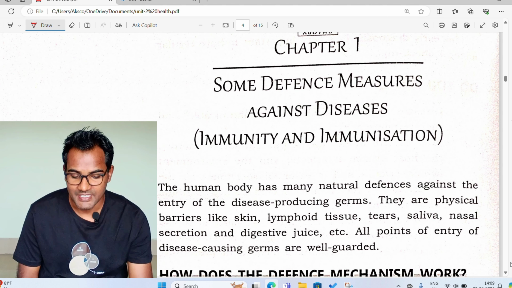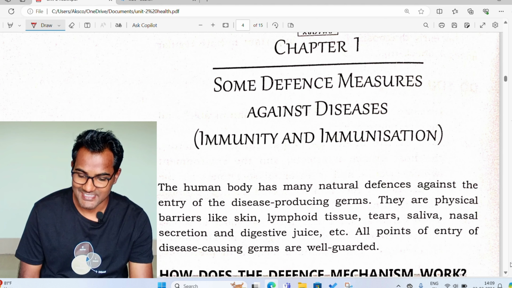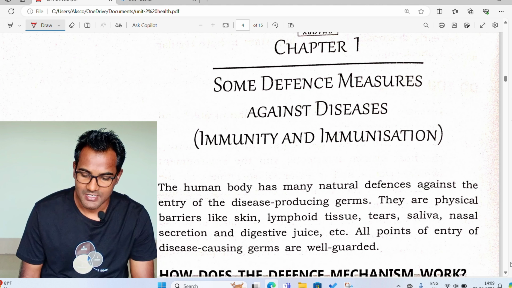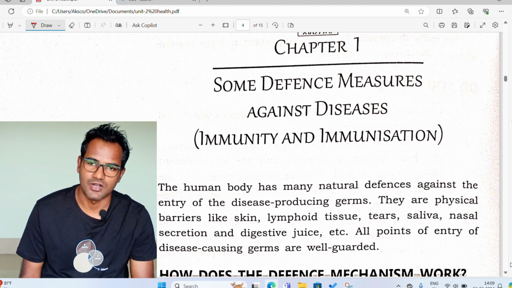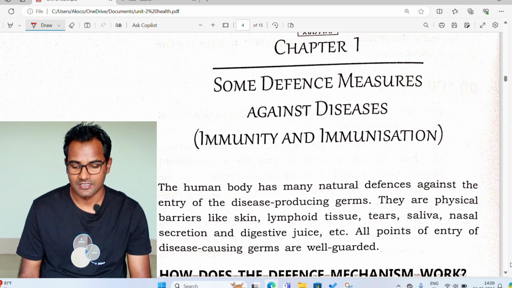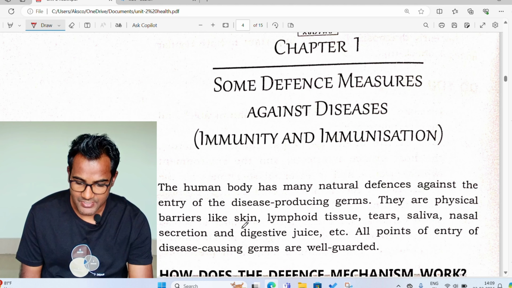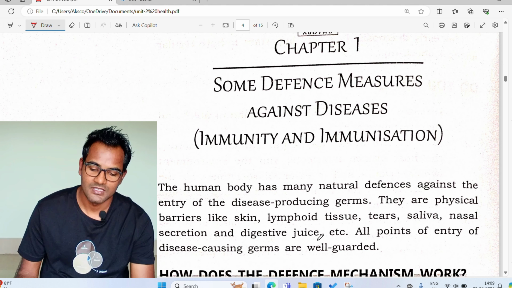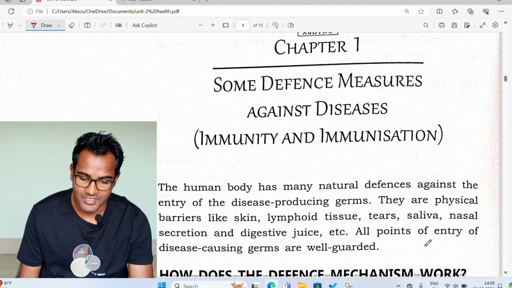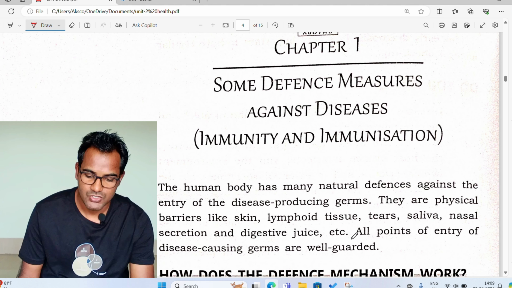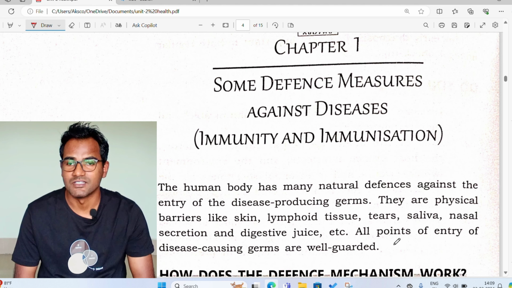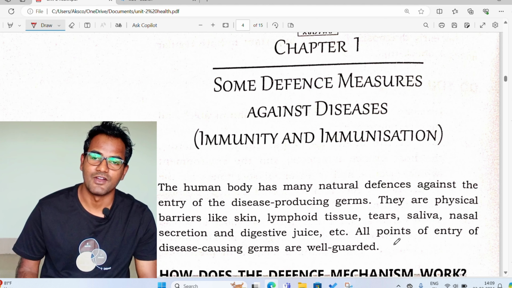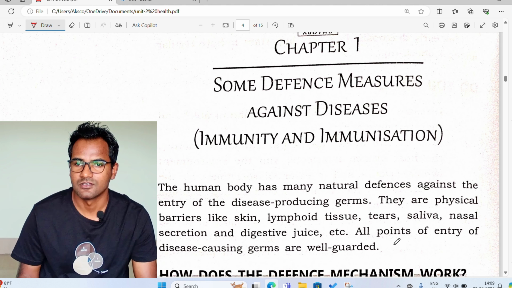There are physical barriers like skin, lymphoid tissue, tears, saliva, nasal secretions, and digestive juices. What do you understand by physical barriers? Physical barriers means the barriers which protect our body in fighting against different types of diseases.